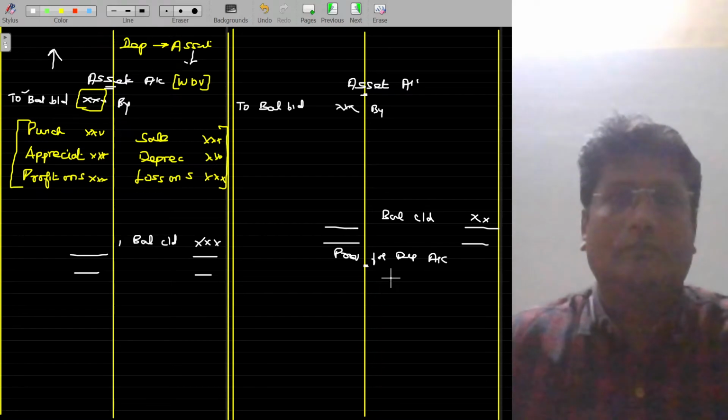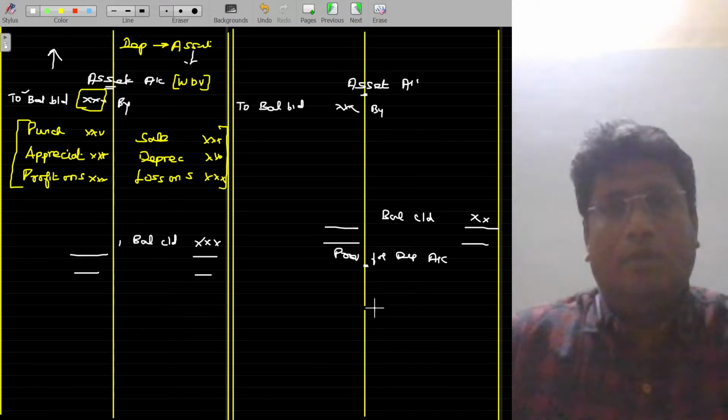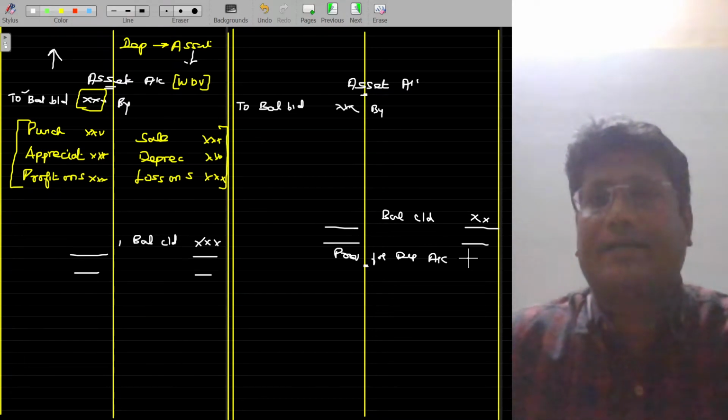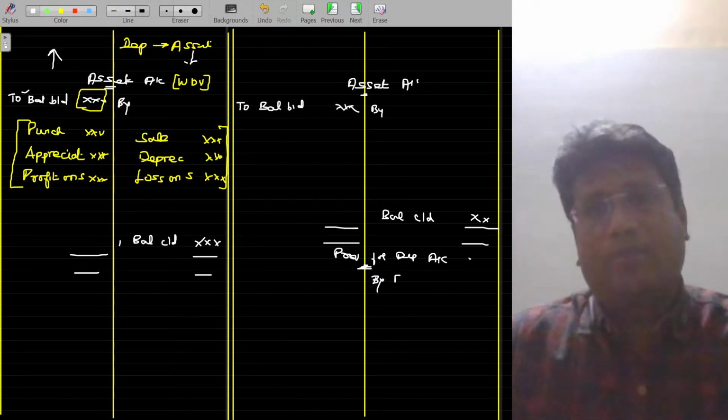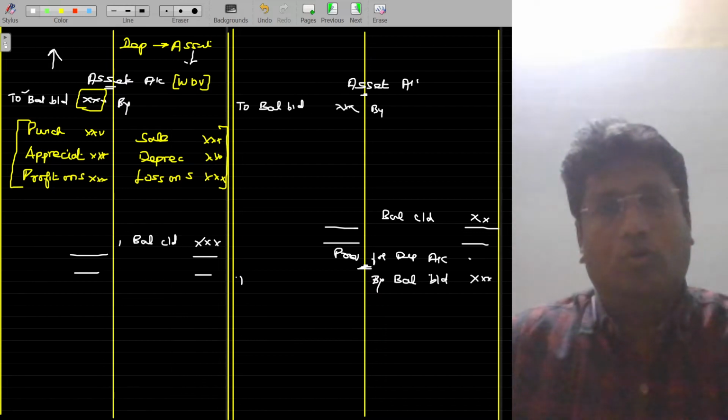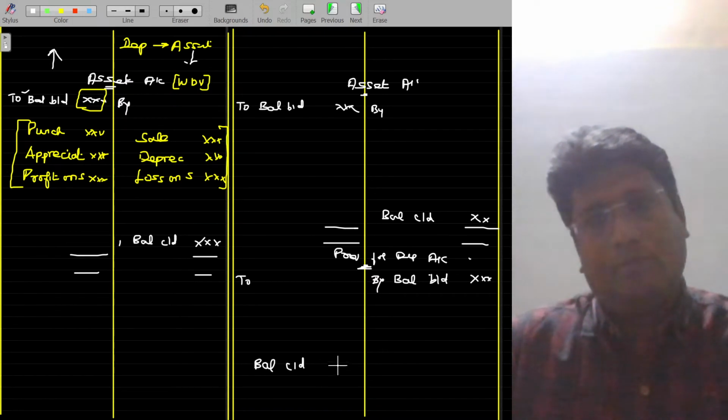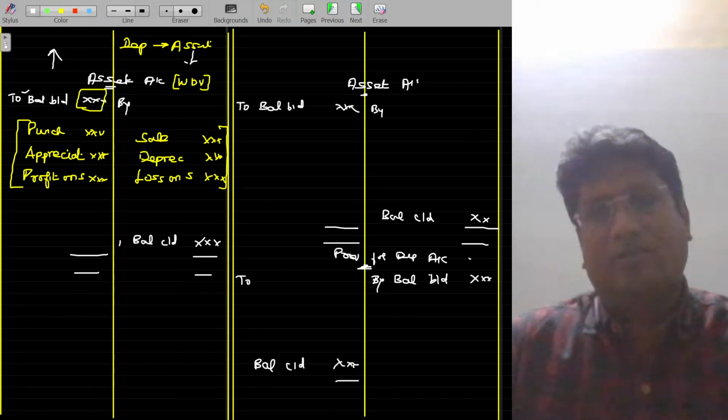Now, the provision for depreciation account is a credit balance. If it is a credit balance, we have to start the balance on the credit side, by balance brought down. Opening balance should be on the credit side. Balance brought down. And end with to balance carried on. To balance carried on here. Clear? This is the format you have to keep in your mind.